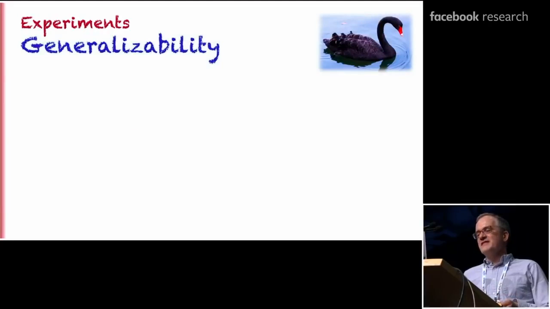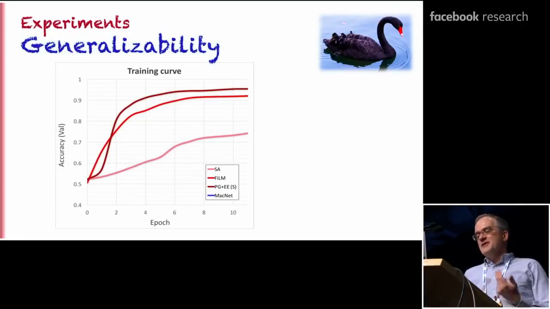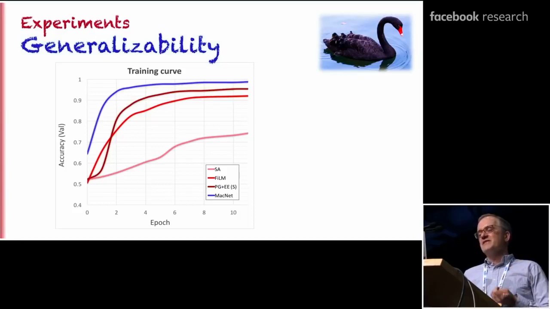Here are a couple of more interesting results. So how fast do these models train? That's a good reflection of whether they have good inductive biases. Trying to use an LSTM plus CNN plus spatial attention model, it learns very slowly, that's the bottom line. Film and the second generation neural module networks are better again, but MACnet trains much faster again.